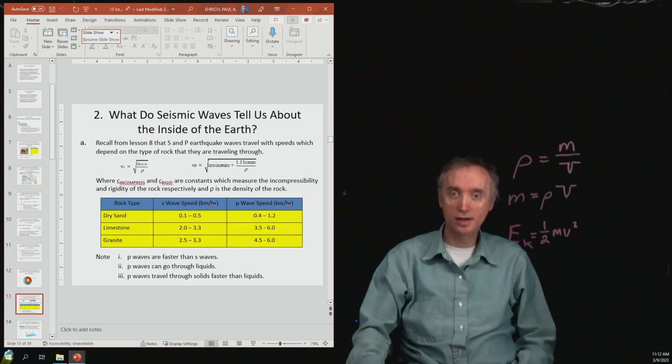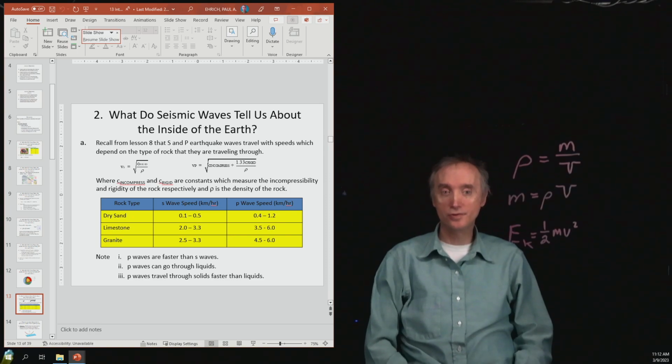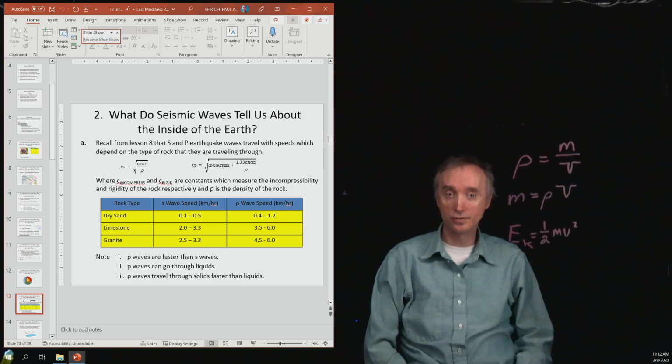Okay, in our next segment, we are now going to use ideas from seismology in order to figure out the different layers inside the Earth.